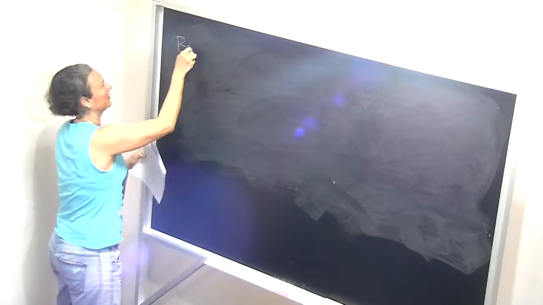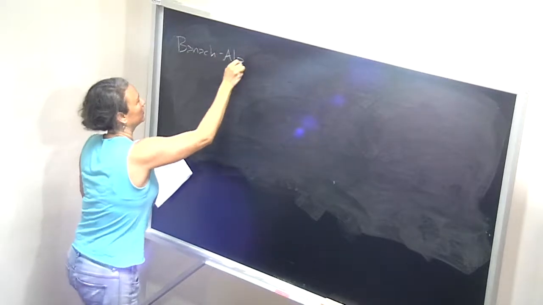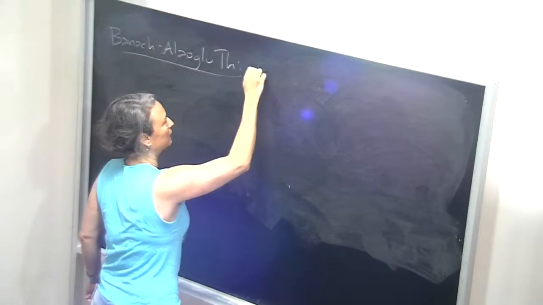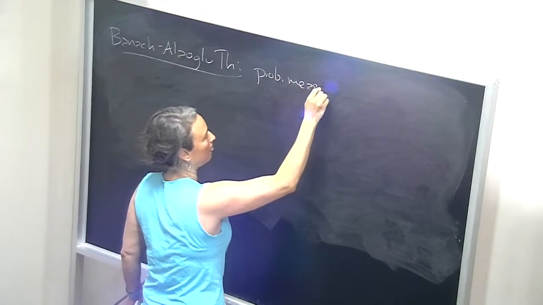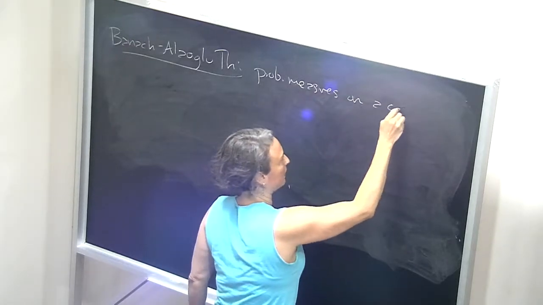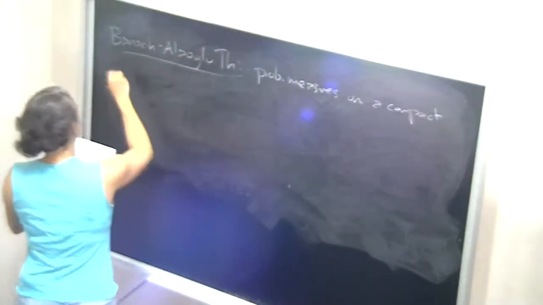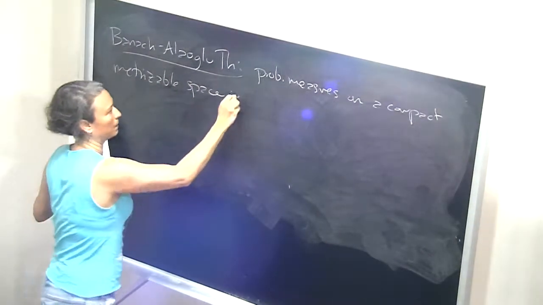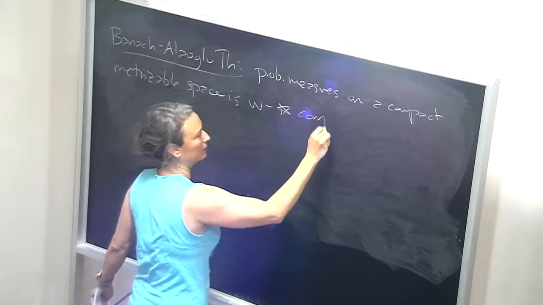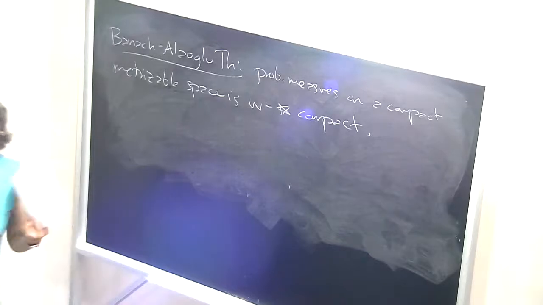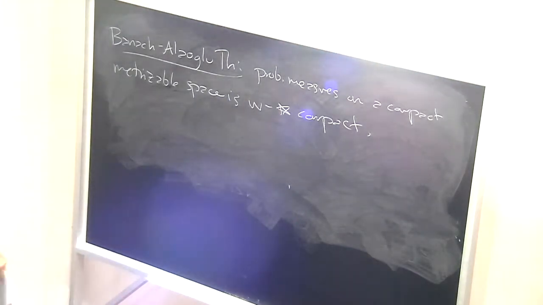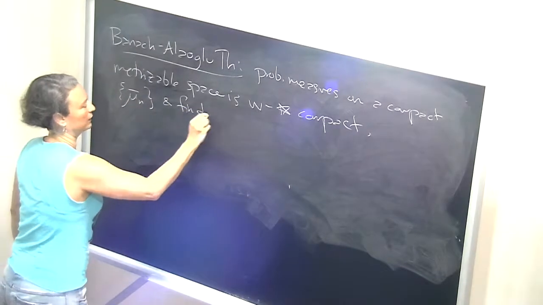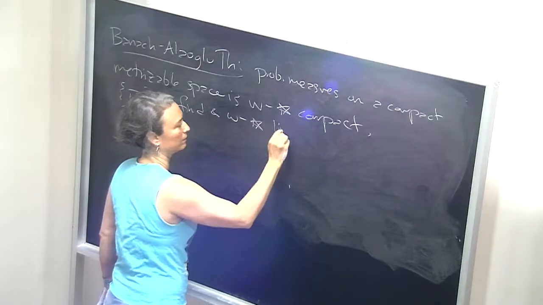Yeah, okay, so the Banach-Alaoglu theorem says that the probability measures on a compact metrizable space is weak star compact. Okay? What does that mean? It means I can take my mu n bar and find a weak star limit, a weak star limit point.